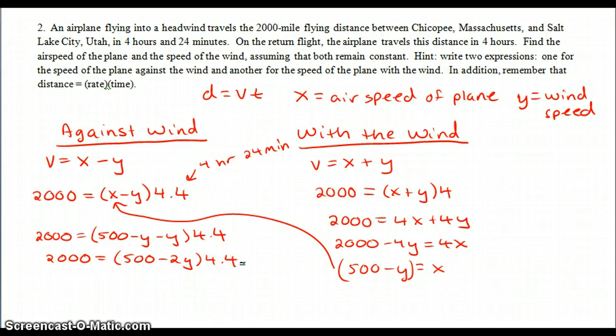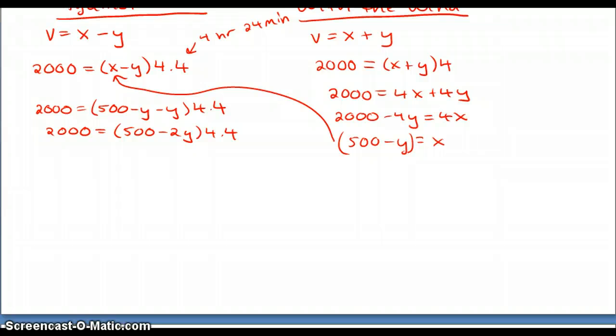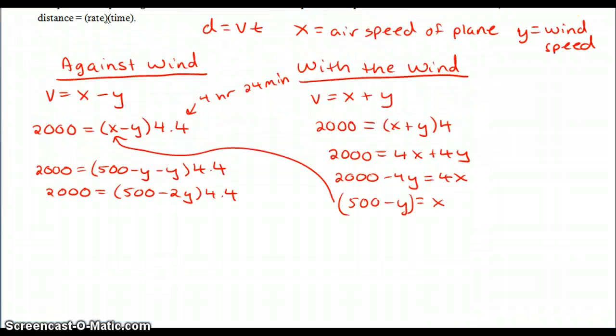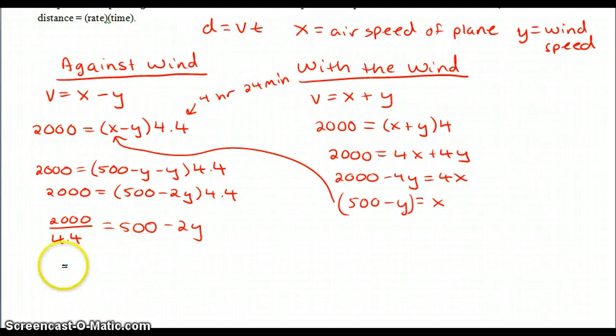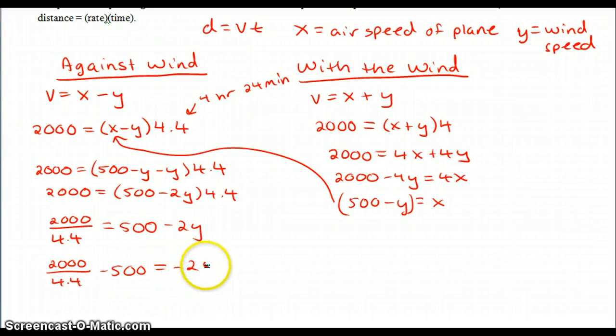And now I'm going to get y by itself. So I could distribute this 4.4, but I think it's going to cause some messy numbers. So I'm just going to divide everything by 4.4. So I'm going to get 2,000 divided by 4.4. And I'm just going to write it like that because it's going to be some repeating decimal. Is equal to 500 minus 2y. And I'm going to get 2,000 divided by 4.4 minus 500 equals negative 2y.